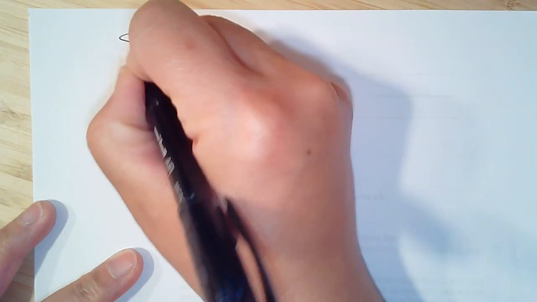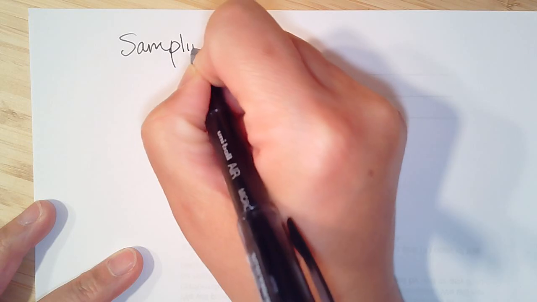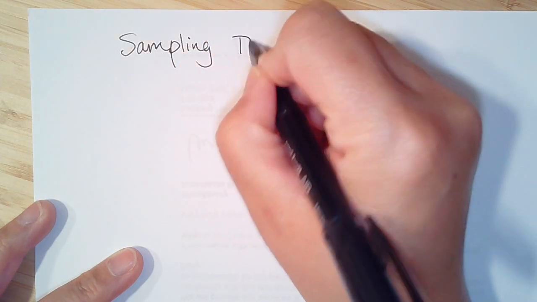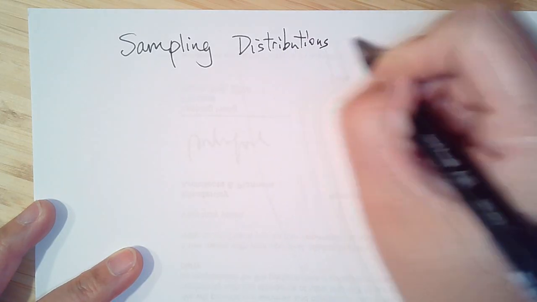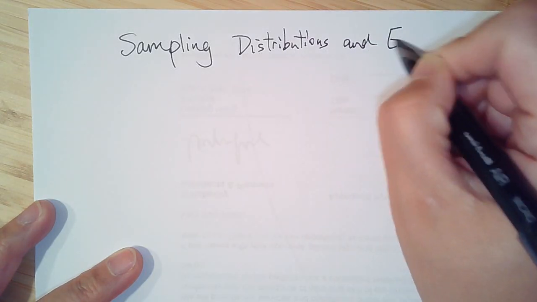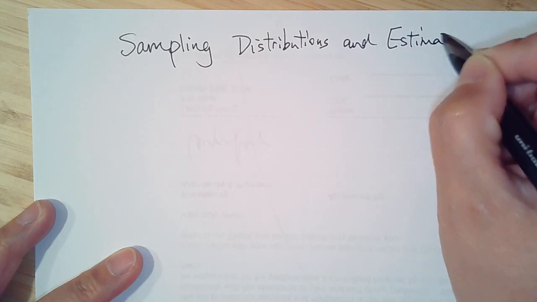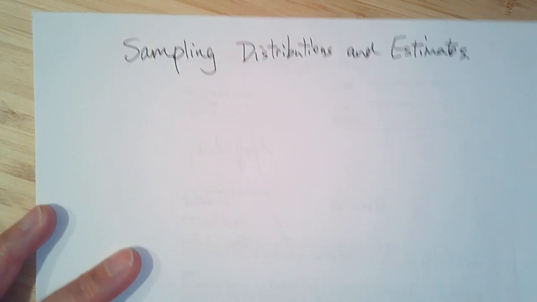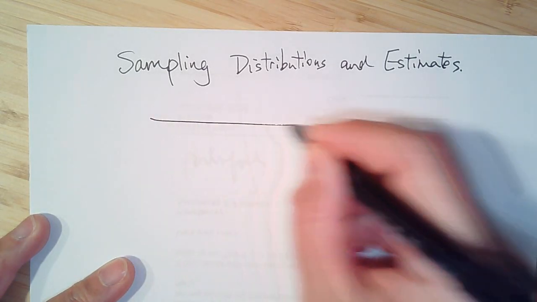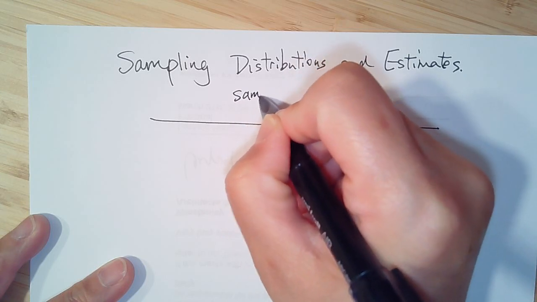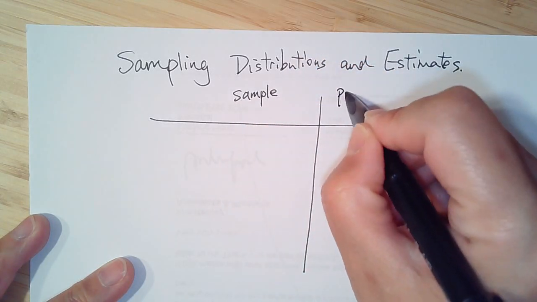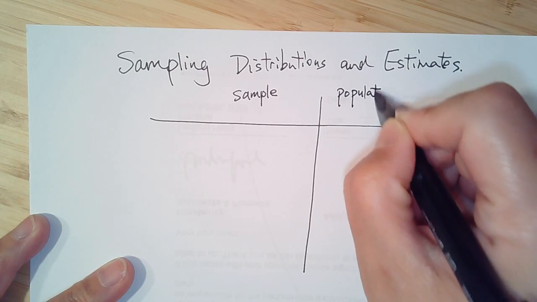Okay, we're gonna talk about something called sampling distributions and estimates. What does this mean? Now first of all, let me give you a little two-column table. Remember, we have a sample and then we have population. Do you remember this? Okay.